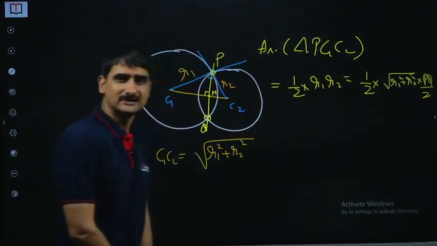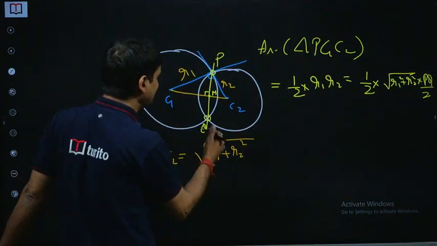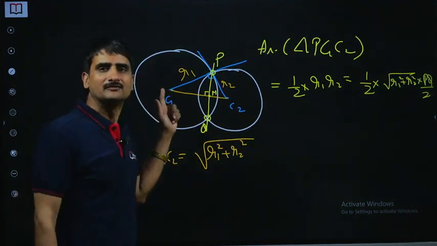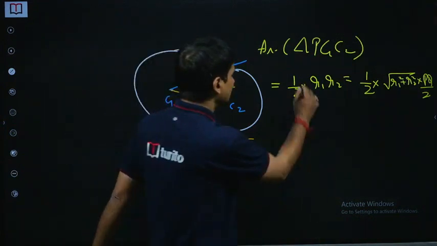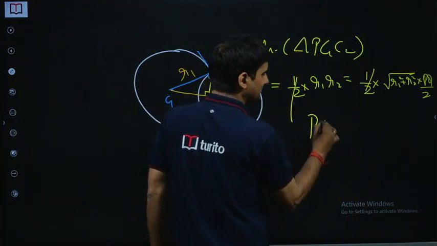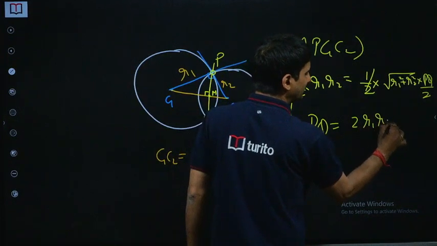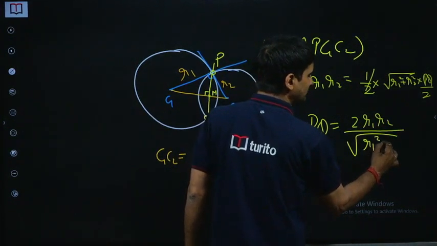That's one more interesting thing. This has to be the midpoint, because we know if from the center you draw a perpendicular to a chord, it has to bisect the chord. So that's it. So this is gone, this is gone. So PQ is nothing but 2R1R2 upon under root of R1 square plus R2 square.